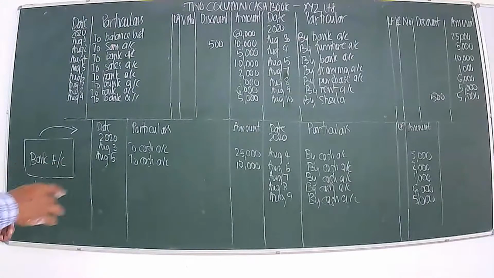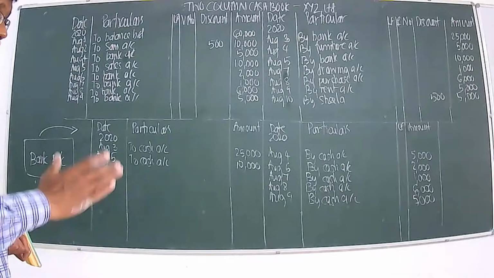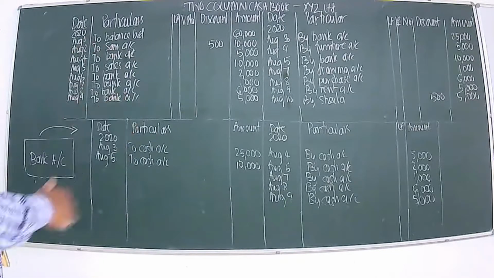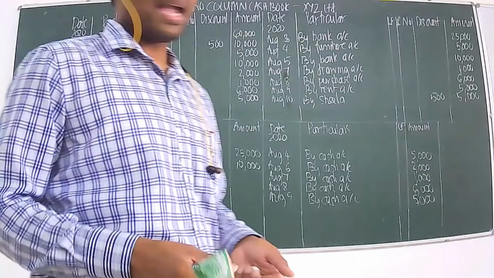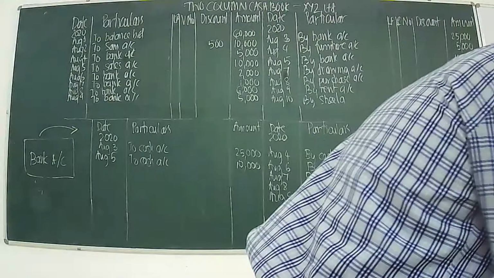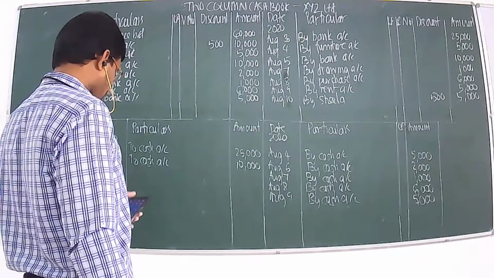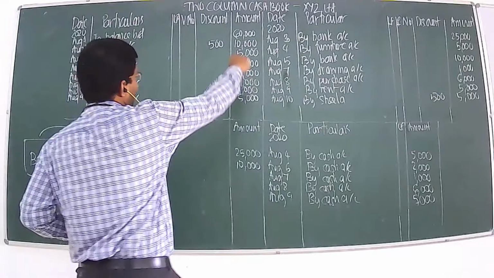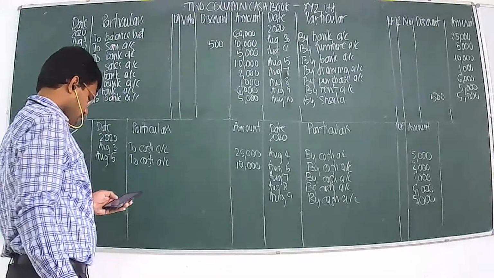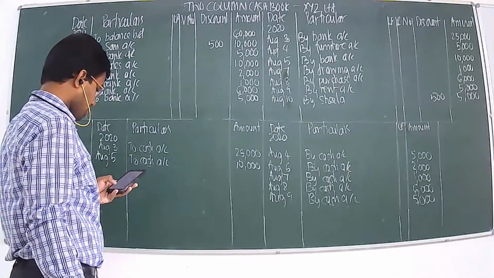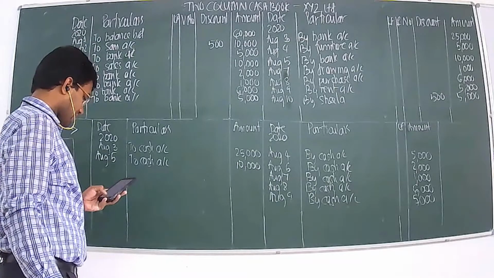So any amount over and above 2,000, you will have to take that and go to the bank and deposit. So for August 11th, you will have to find out how much is your cash balance. So how do you find out how much is your cash balance? You have to take the total of your debit side, then the total of your credit side, and then take the difference to find out your cash balance. So let me just quickly find that out.